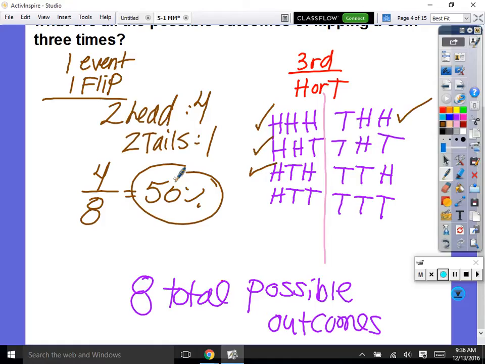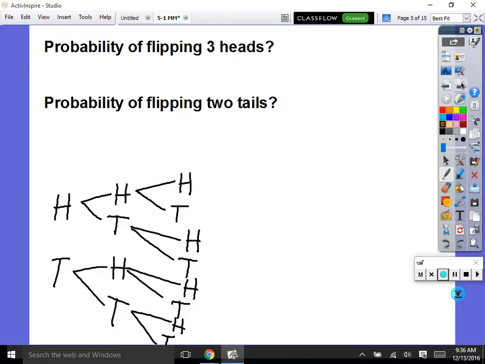Then at least 2 tails. What's the probability of getting at least 2 tails? Isn't it 1, 2, 3, 4? Did I miss anything? 4 out of 8, which is 50%. That makes sense. Perfect. So as you can see, probability is making sense here. Good. Okay. So now, what was the probability of flipping 3 heads? How many times did that happen? Once out of 8. Correct, everybody? Wasn't that only 1 time out of 8?